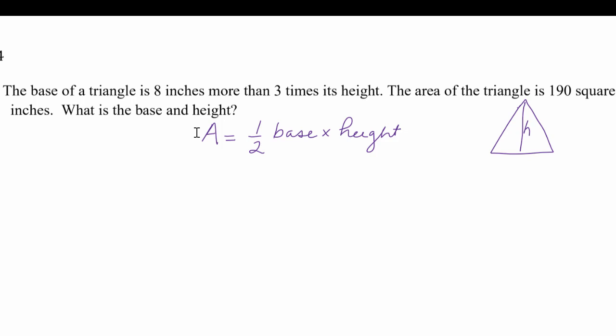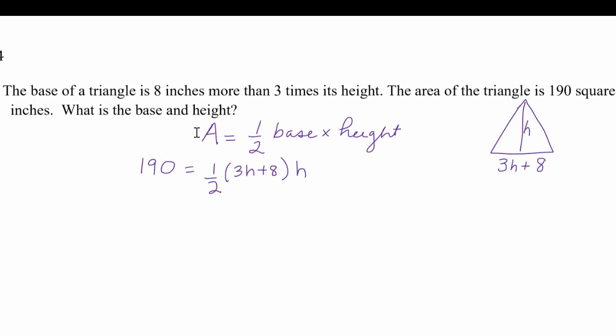And the base is 8 inches more than 3 times the height. So 3 times the height would be 3h. And then if it's 8 inches more, then you add 8. So there's the picture that shows our triangle. And we're going to substitute into our equation. Now the area was given, it was 190 square inches. So I'm going to write 190 equals 1/2. And then the base is this quantity, 3h plus 8. And the height is h.